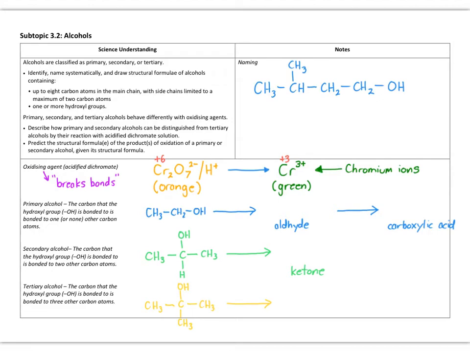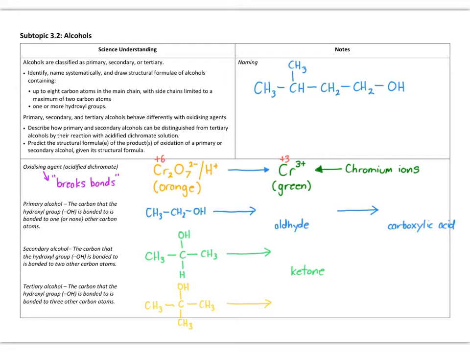So alcohols contain an OH group. That's the functional group, an oxygen and a hydrogen. And they're one of the most common functional groups that we deal with in organic chemistry. We'll just start off recapping and naming a slightly more complex example, which I've got drawn up here.